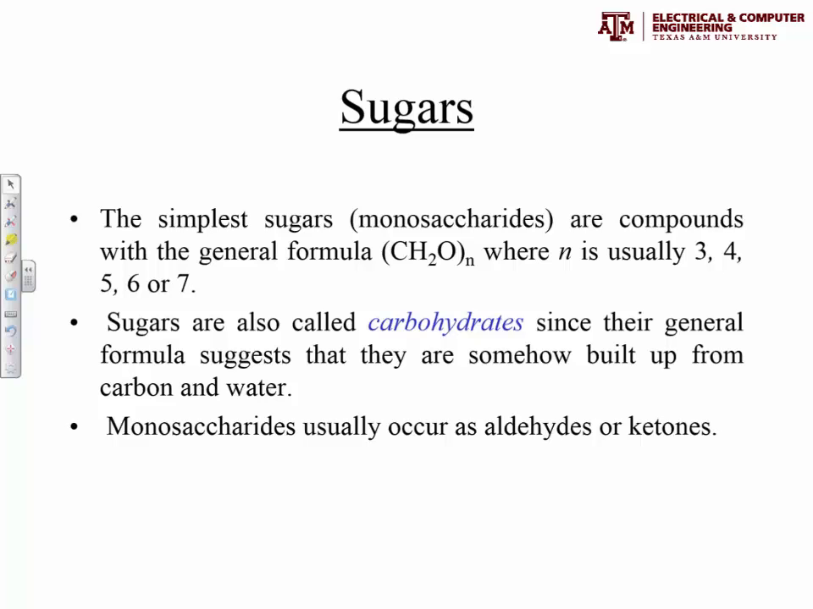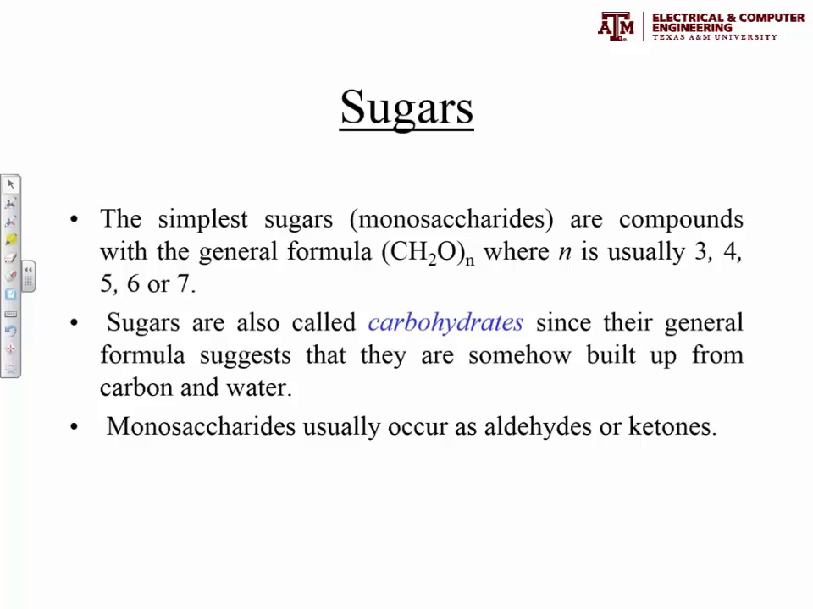Okay, now if you're looking at sugars, the simplest sugars are called monosaccharides. These are compounds with the general formula (CH2O)n, where n is usually 3, 4, 5, 6, or 7. Because it contains a carbon, this is C and then H2O, so it's a carbohydrate. Okay. So sugars are also called carbohydrates because of this general formula, right? Now, these sugars that have this general formula with n equal to 3, 4, 5, 6, or 7 are called monosaccharides, okay?